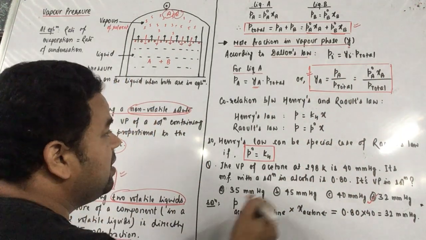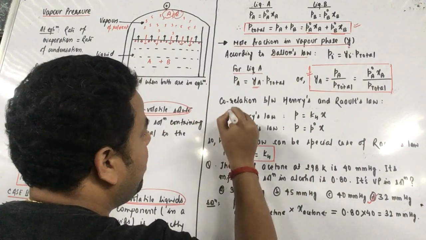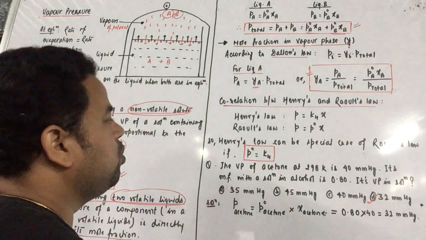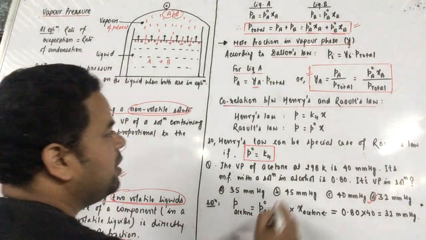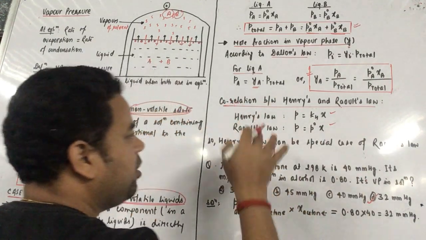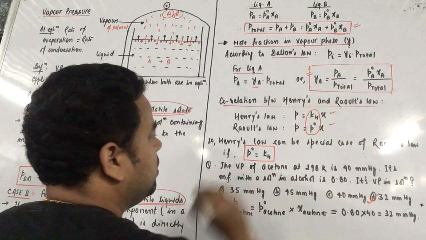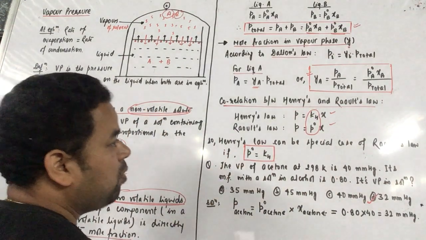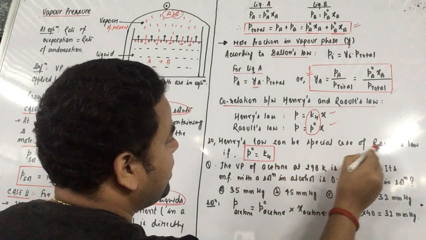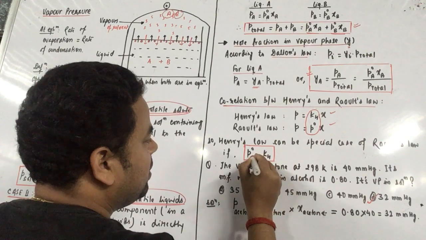Now the next segment is, we have already read Henry's law. Now we have read Raoult's law. So now let us correlate these two laws, Henry's law and Raoult's law. This is Henry's equation, we have read earlier. This is Raoult's equation, which we have just read. When both these are equal, Henry's law will be equal to Raoult's law. So Henry's law can be a special case of Raoult's law if this P naught is equal to KH.